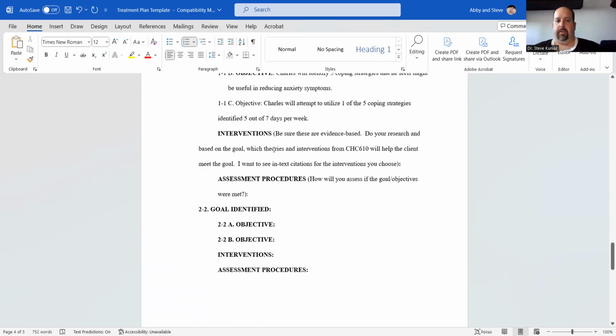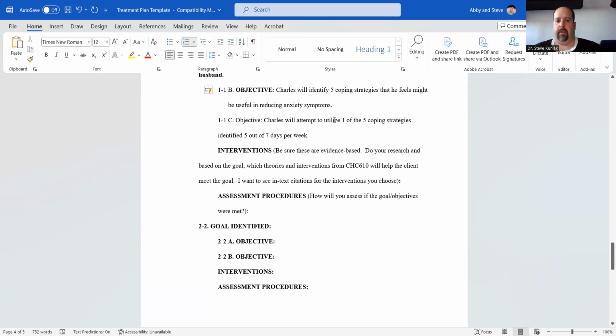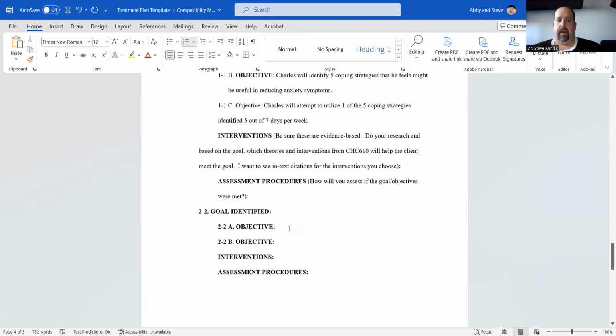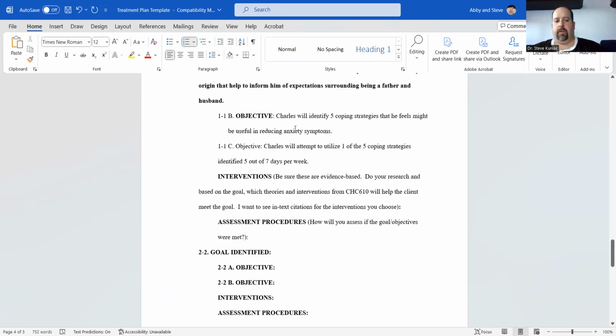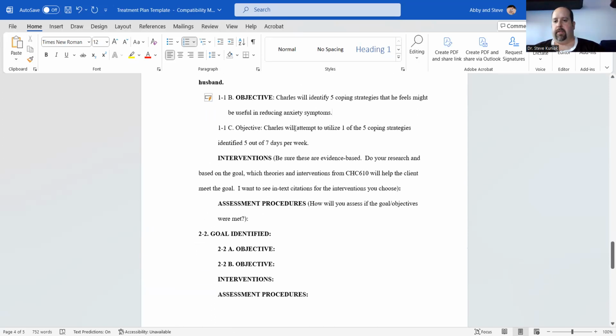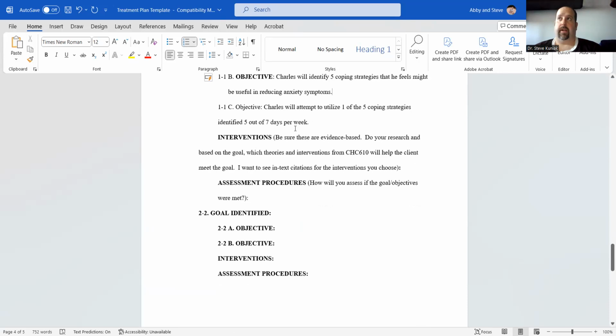The interventions that you're using should make sense with what you're trying to accomplish. These are very easy goals that I'm just pulling right off the top of my head. Try to pull some interventions and some goal areas from your theoretical orientation if possible. That would be great, but still try to make them somehow attainable and measurable.